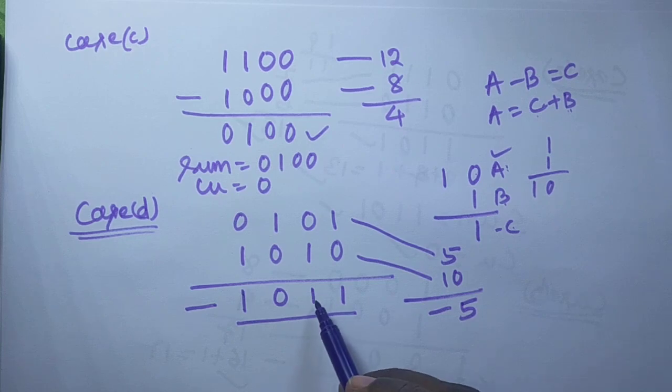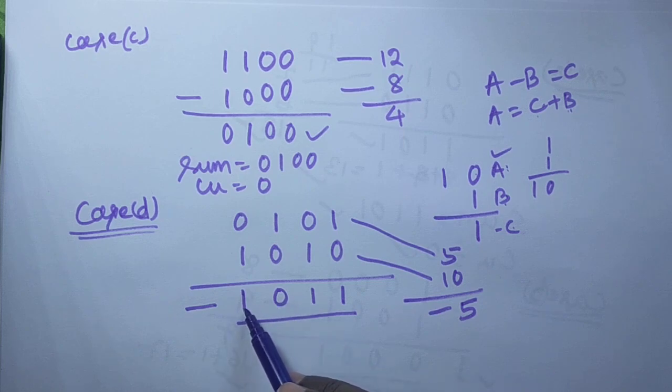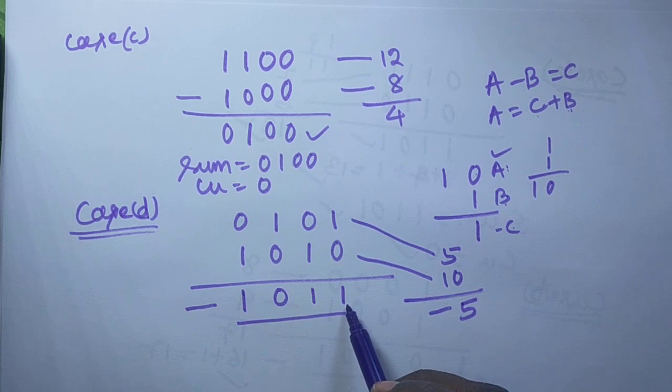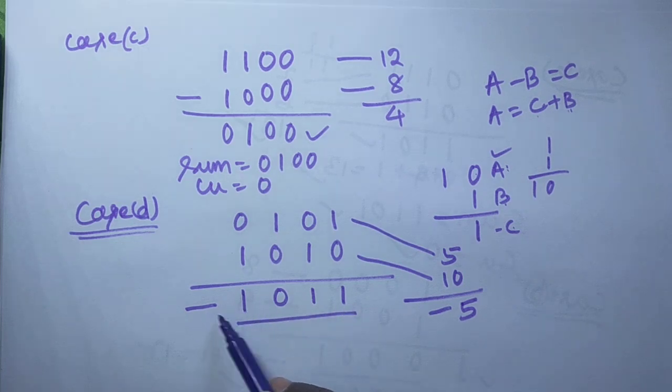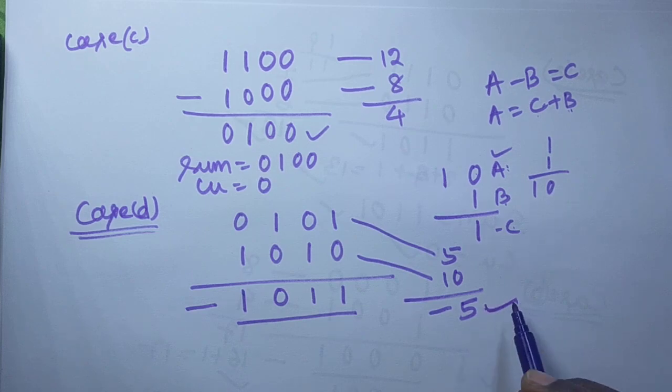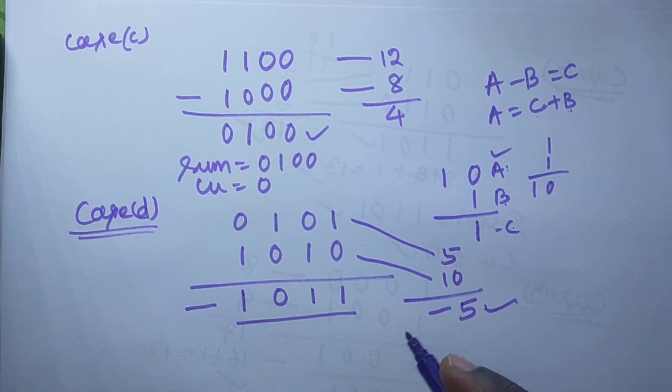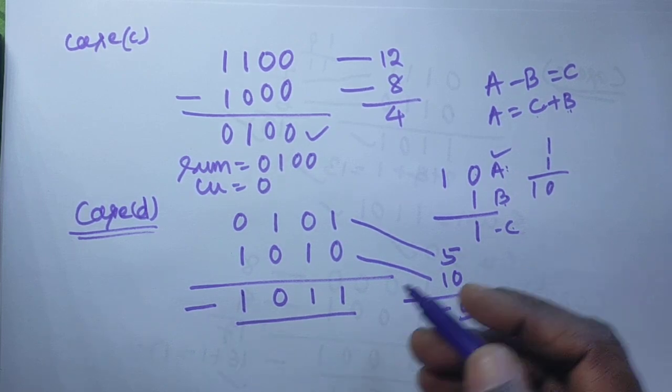Here we have 0, 2, 4, 8. 8 plus 2 is 10, plus 1 is 11. It will be 11, but we can't consider it as minus 11. It is wrong, it should be minus 5, not minus 11. It is wrong, then what will we do? We take the complement of this number; we convert it to the negative of this number.